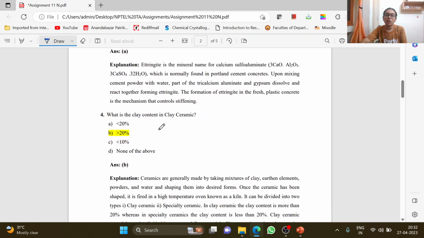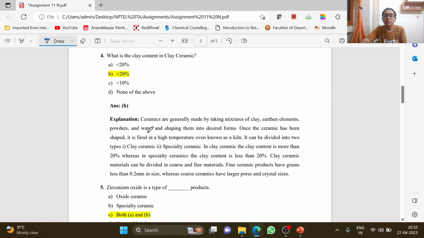Now, what is the clay content in clay ceramics? The clay content in clay ceramics should be greater than 20%, because ceramics are generally made by taking a mixture of clay, earthen powders and water, and shaping them into desired forms. Once shaped, the ceramic is fired at high temperature in an oven known as a kiln. It can be divided into two types: clay ceramics and specialty ceramics. In clay ceramics, the clay content is more than 20%, whereas in specialty ceramics, it is less than 20%.